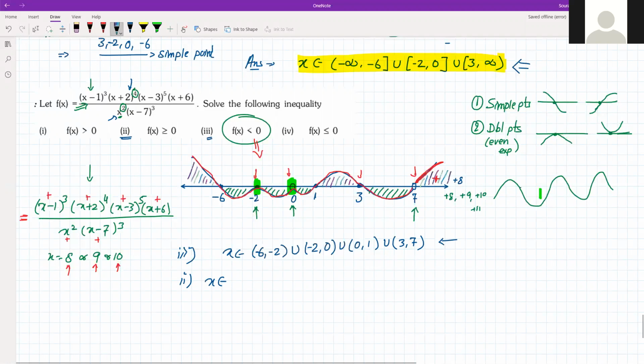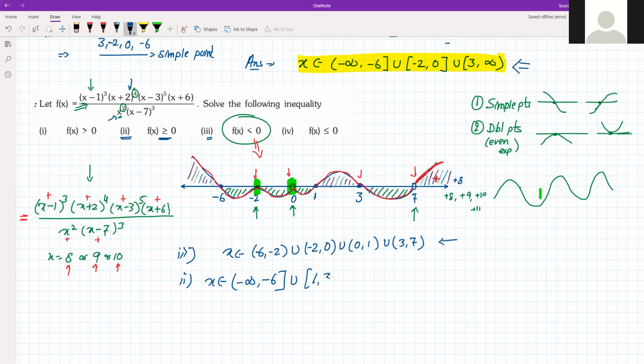Now, how do we write it? So x belongs to, again, the leftmost portion is -infinity. That will be an open interval. To -6. At -6, it is actually equal to 0, and our inequality also says equal to 0, so -6 will be included. That's why a closed bracket. Okay, union. The next section is from 1 to 3. And again, 1 and 3 both will be included.